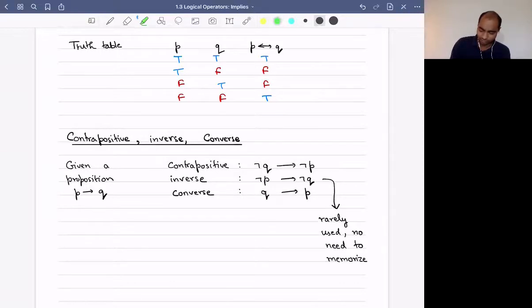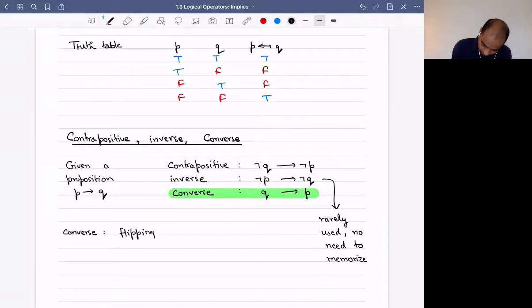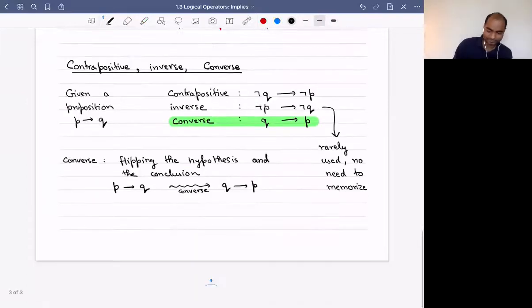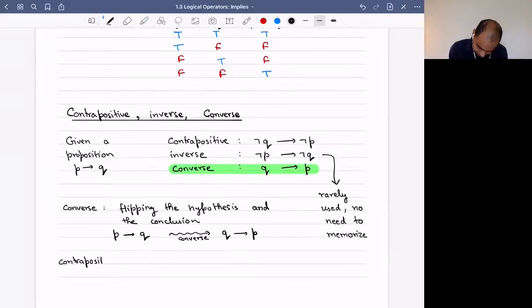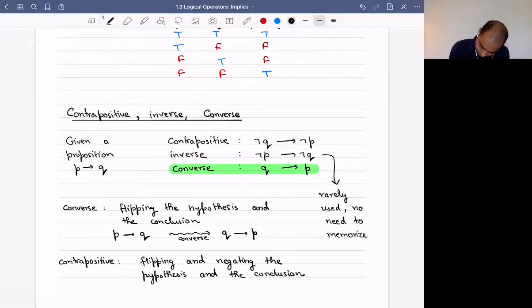So let's start with the converse because it's slightly easier to remember. So how to remember the converse? The converse is obtained by flipping the hypothesis and the conclusion. That is, if you have a statement P implies Q to start with, then to form the converse, you would just swap Q and P. And the contrapositive is flipping and negating the hypothesis and the conclusion. So P implies Q. If I were to find the contrapositive, it becomes not Q implies not P. And the inverse is not very relevant.